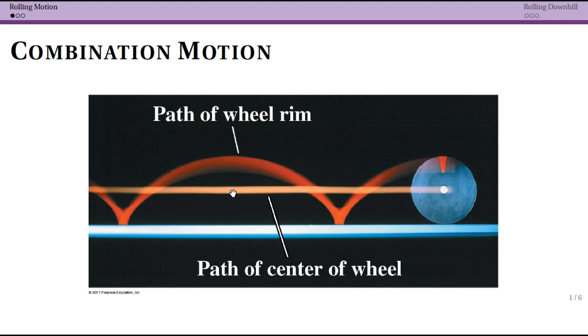And I like this picture from the book, which has two lights on this wheel that is rolling to the side. One light in red is tracing out the motion of the rim. You can see that it looks almost like a circle. It's actually a slightly different shape, but you see that there's some sort of circular motion happening, while the center of the rim moves in a straight line.